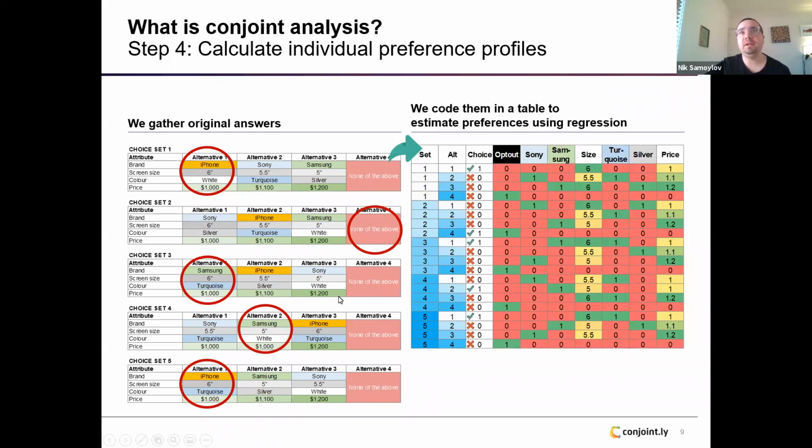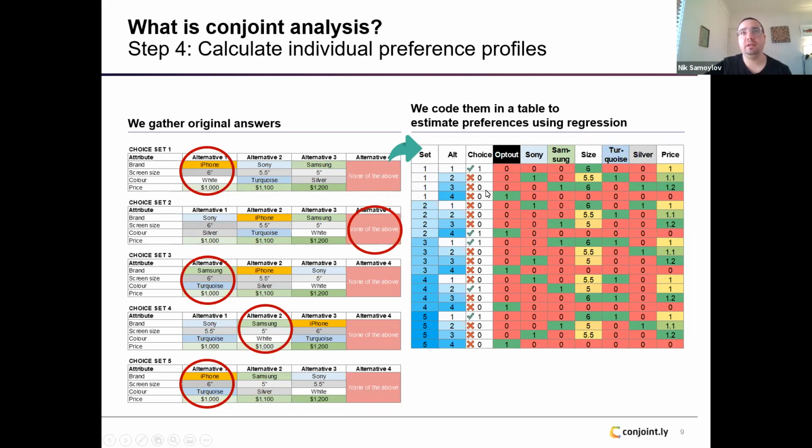Then we typically want to code it in a format similar to what you see on the right here. Each row here corresponds to an alternative. Set means the choice set. Alternative means the number of the order of the alternative, so 1, 2, 3, 4, and then it repeats for the second set and so on. Choice indicates whether the respondent made the choice of this alternative in this choice set or not. So 1 means they did, 0 means they didn't.